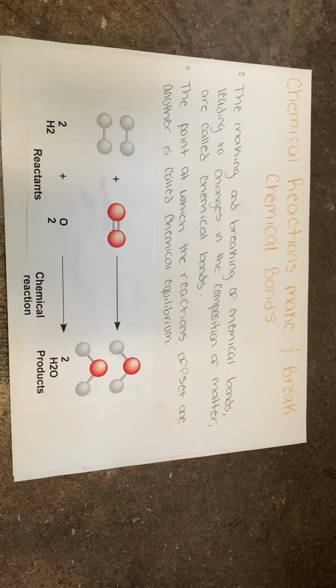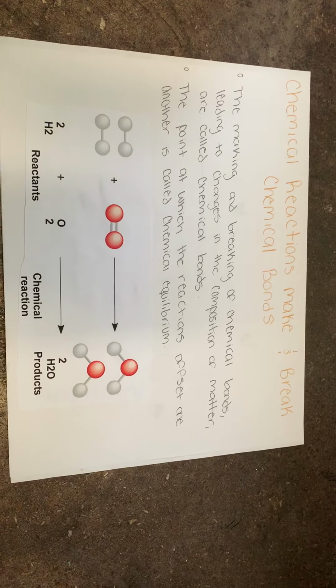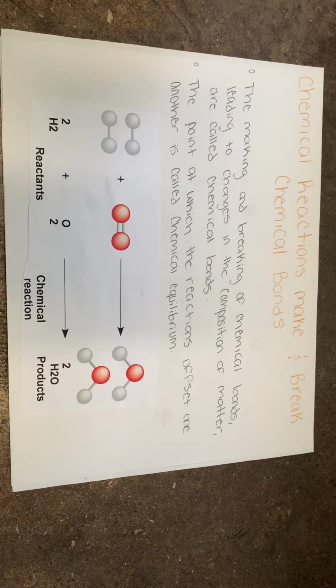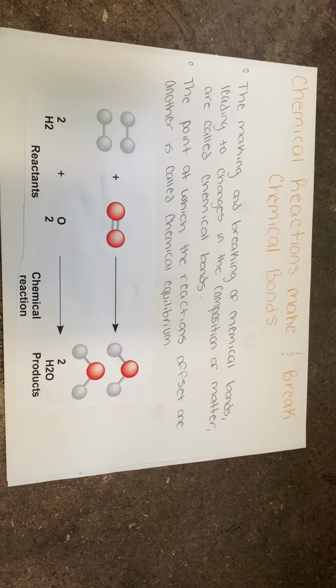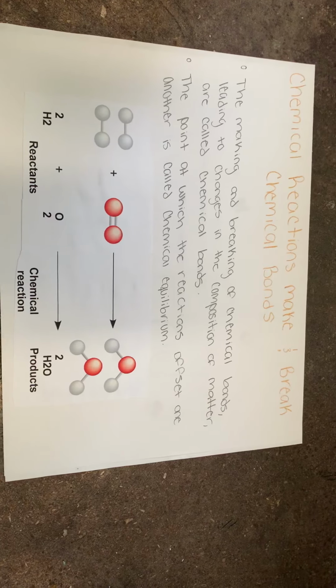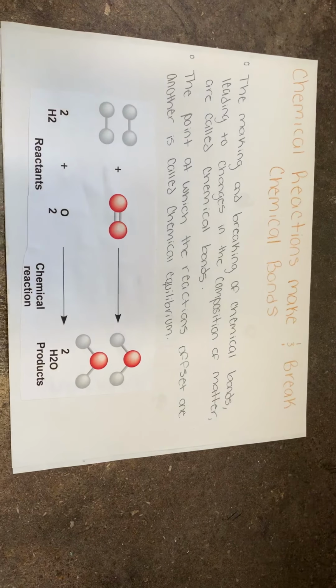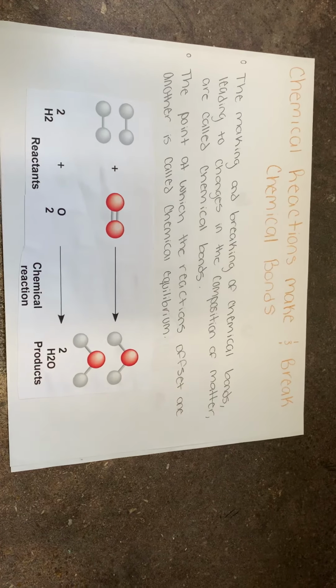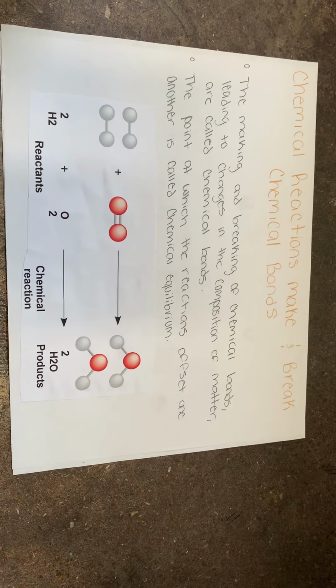Chemical reactions make and break chemical bonds. The making and breaking of chemical bonds leads to changes in the composition of matter, and that is called a chemical reaction. The point at which the reaction offsets one another is called chemical equilibrium.